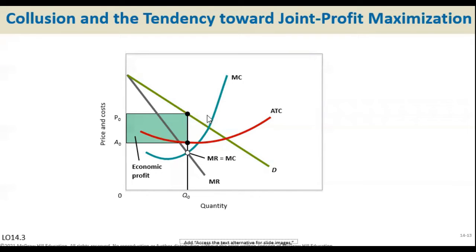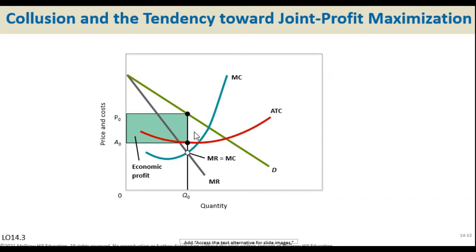Especially when they have the same cost structures, they tend to collude. And the aim of that is to maximize a joint profit. If they collude on the quantity to produce, they agree on that quantity, they will have better control over the price. Ultimately they will be able to maximize the joint profit.